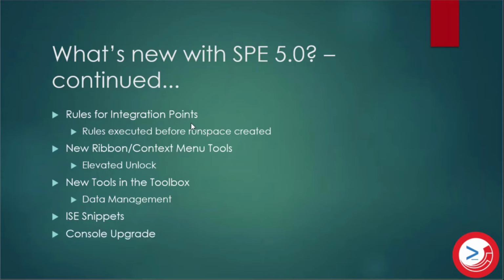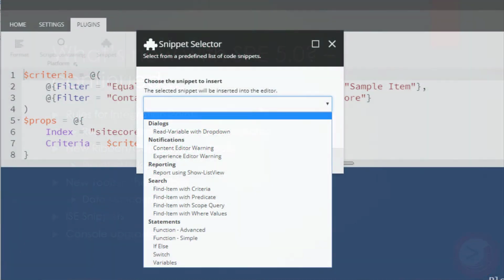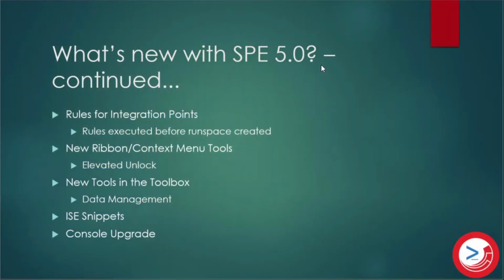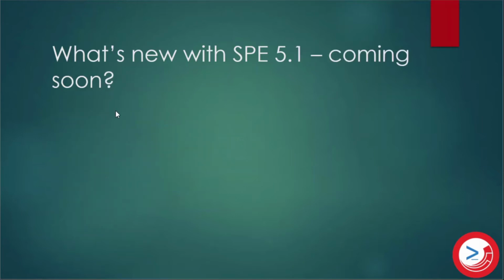I'll show a demo of some of the new tools in the toolbox, specifically the data management area. And if you are writing PowerShell scripts, there's a feature in the ISE to inject little snippets of code. So you're like, hey, I forgot how to use the read variable to show a dialog. You just go in the ISE, push a button, and it spits it right out into the ISE. So you don't have to be a wizard at remembering all of the syntax. You just use a little feature. In the console, I've made some improvements to that, more of a cosmetic kind of improvement.